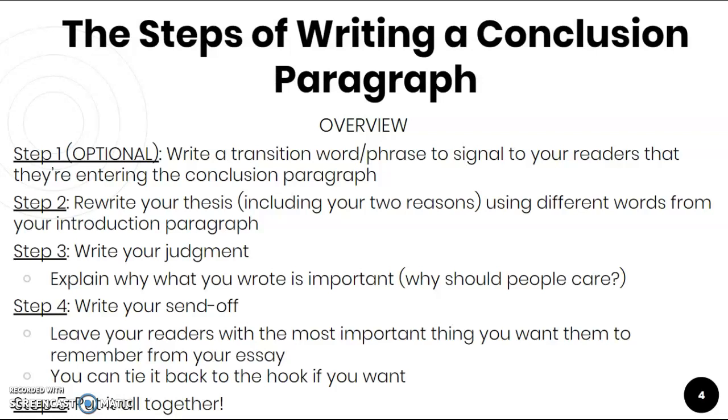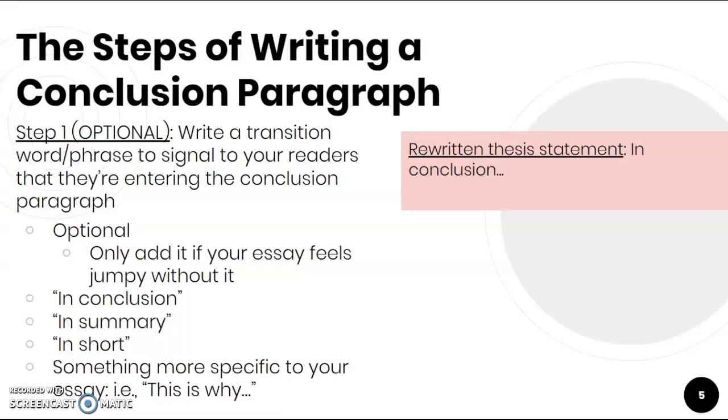So the steps of writing a conclusion paragraph. Step 1, you can write a transition word or phrase to signal to your readers that they're entering the conclusion paragraph. Step 2, you want to rewrite your thesis using different words from your introduction paragraph. Step 3, you want to write your judgment, explain why what you wrote is important, why should people care. Step 4, you write your send-off, and then you put it all together.